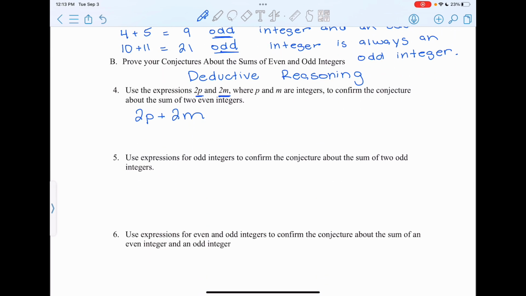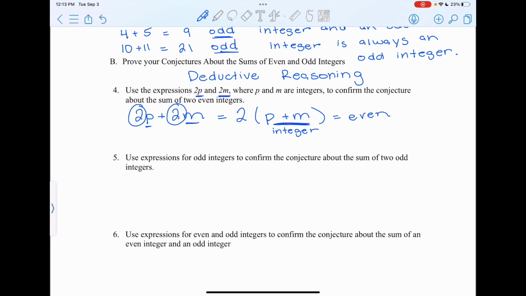2p plus 2m. Well, since one has a p and one has an m, I can't combine them. But since they both have a 2, I can factor out the 2. 2p taking away the 2 would just be p. And 2m taking away the 2 would just be m. And notice what I'm left with. p plus m will still be an integer. And it's an integer multiplied by 2. Any integer multiplied by 2 is even.